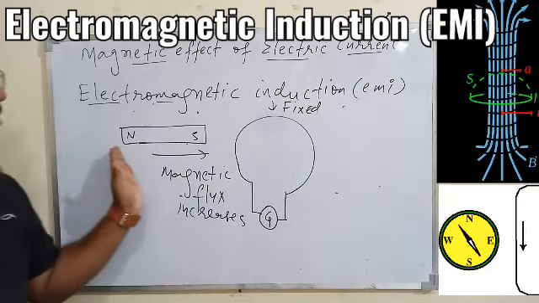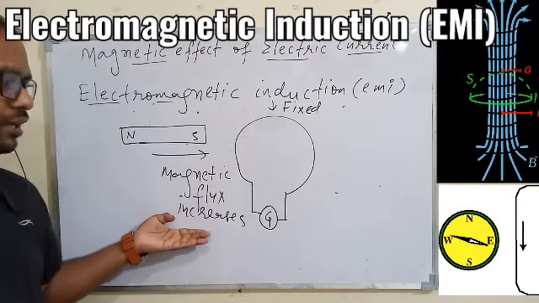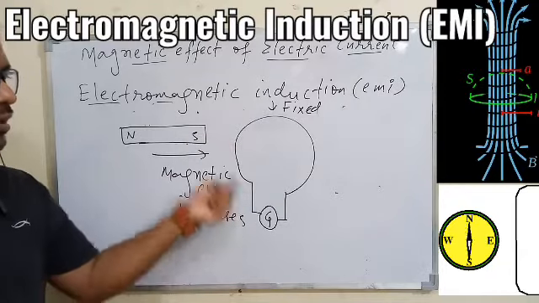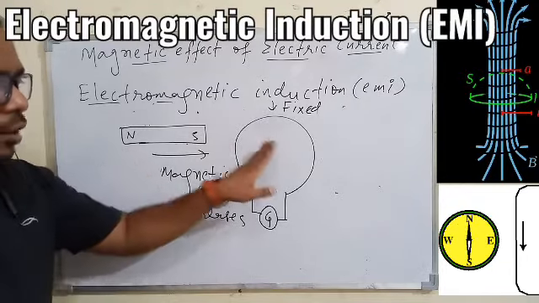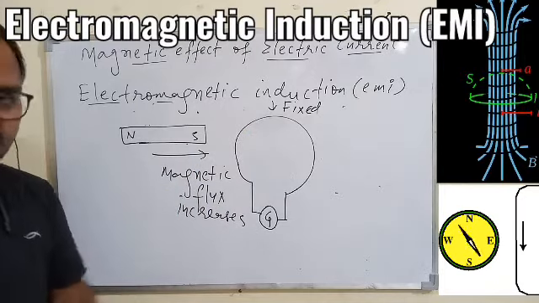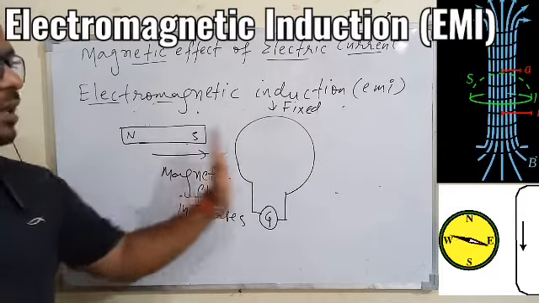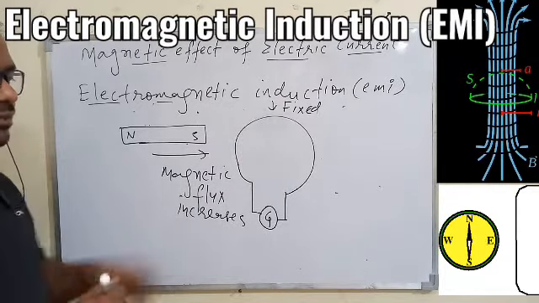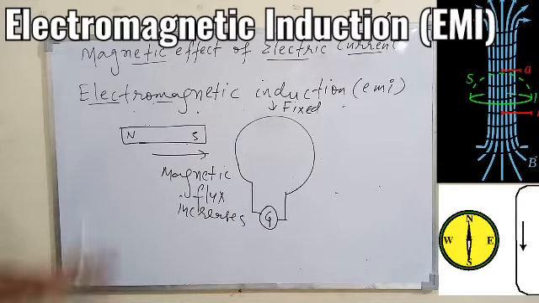Once the magnet is moving towards the coil, the magnetic flux will increase, and once the magnetic flux increases, the current will be induced in the coil in a particular direction. In which direction the current will be induced, we will understand after this. So when you move the magnet towards the coil, magnetic flux increases, so current will be induced in the coil. We understood this one.